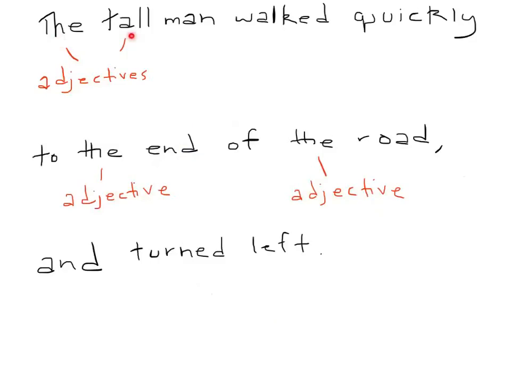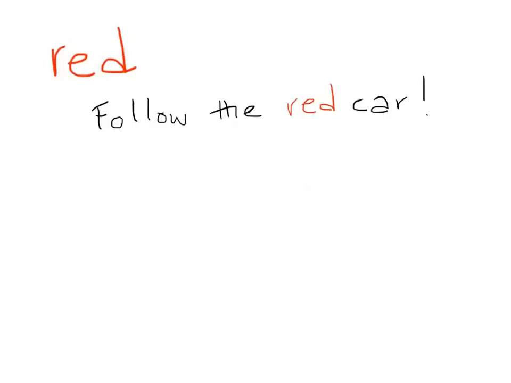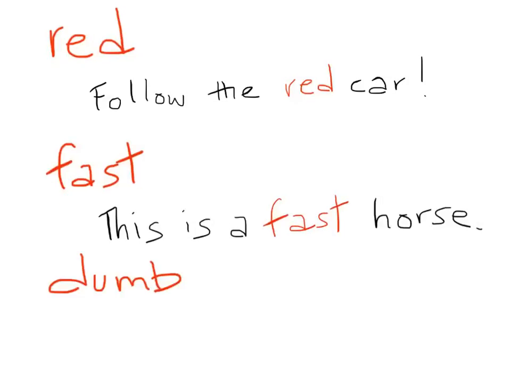Adjectives. These are words that we use to describe the nouns. Here, as you can see, there are two adjectives. The, because it indicates that we are talking about a specific man, and tall, because it says something about the man's height. Other examples of adjectives are red, fast, dumb.